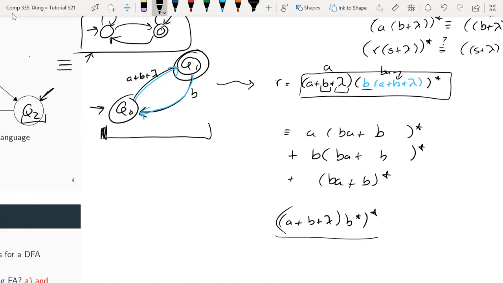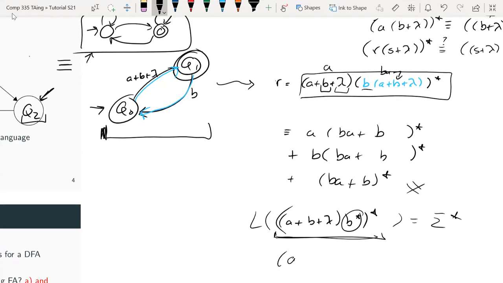Because this, I mean, is a bit cheating, no? If you take L of this, it looks like you're going to get sigma star, because you could just say this is always lambda, so you can choose A or B or lambda any number of times. And that is definitely not right. This did not represent sigma star.